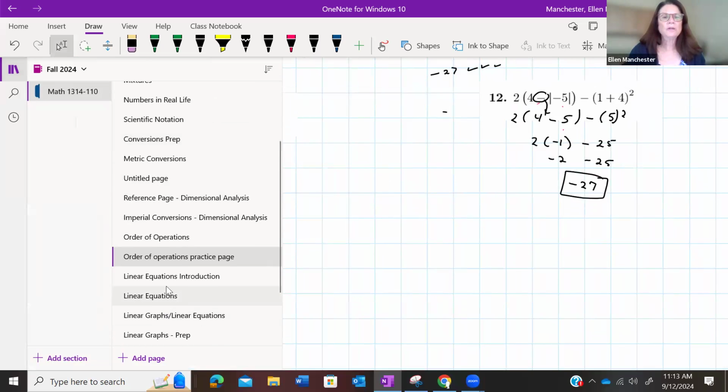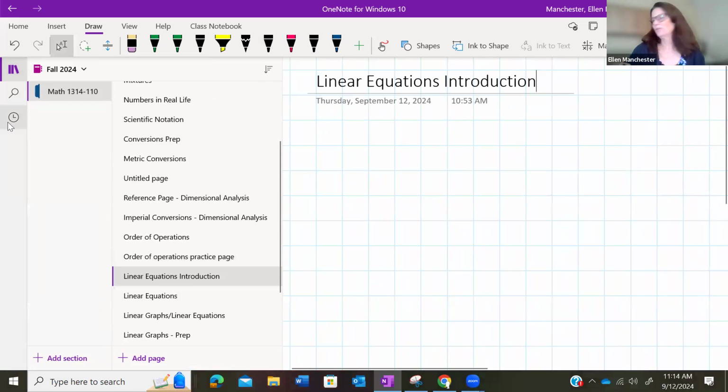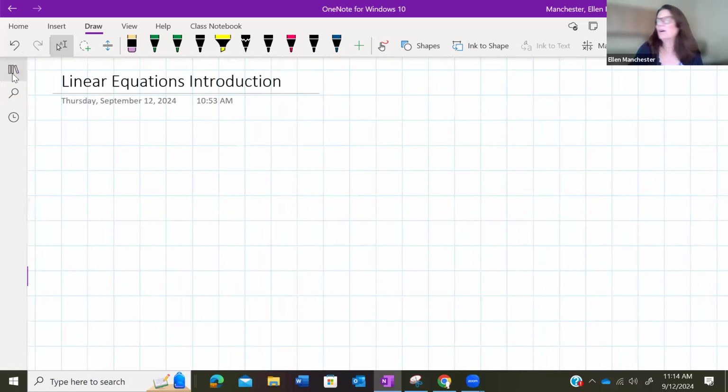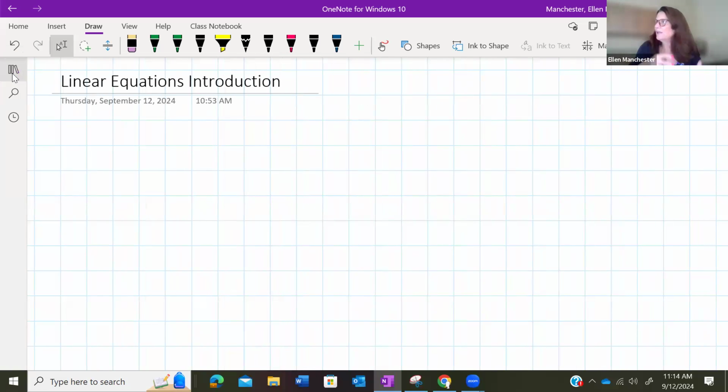Now we're going to talk about linear equations. This whole lesson probably could have been separated out, so I hope it doesn't overwhelm you too much. Order of operations is something that is going to come back often. So we'll hit it, and then we'll hit it again, and then we'll hit it again.